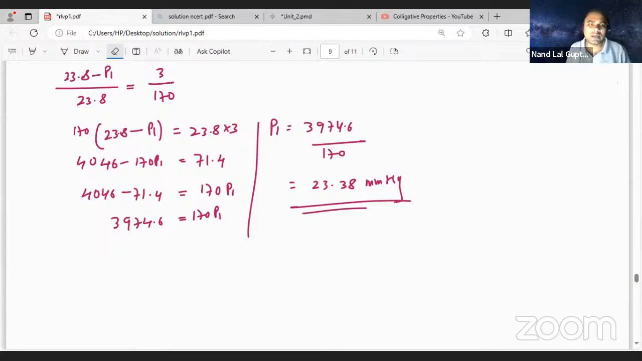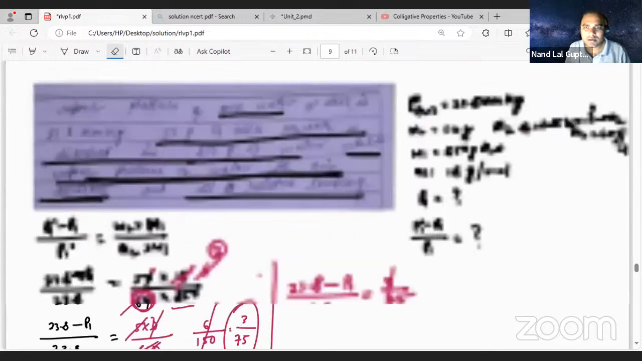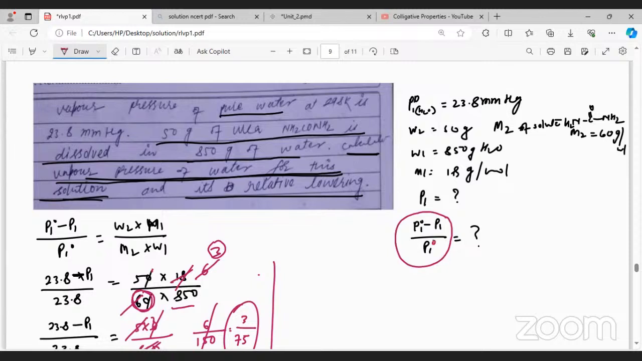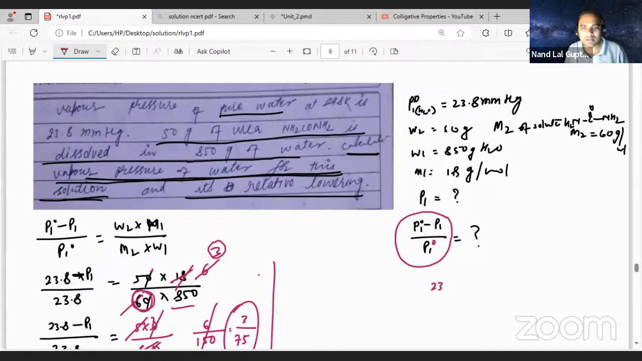Okay. Now there is another thing they are asking. One more thing they are asking. P1 we got, and then they are asking this value also, the relative lowering of vapor pressure. Relative means ratio. So how much is it coming? You see P1 not already 23.8, P1 just now 23.4. We got 23.4, I think. Divided by 23.8. So how much is it going to be?